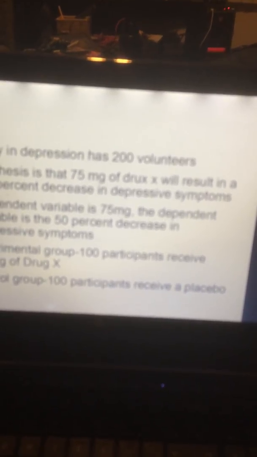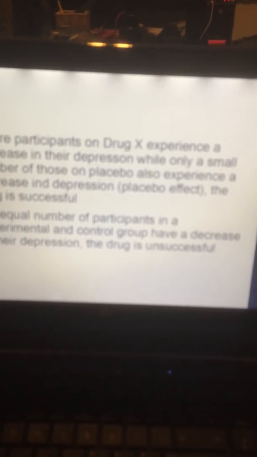Now, we're trying to look at the end of the study and see, okay, how good do these people feel? Do these people report a 50% decrease in depression? Well, we have to pay attention because the participants in drug X experience a decrease in their depression, while only a small number of those in placebo also experience a decrease in depression. And the drug is successful. Okay? If an equal number of participants in experimental and control groups have a decrease in depression, the drug is unsuccessful.